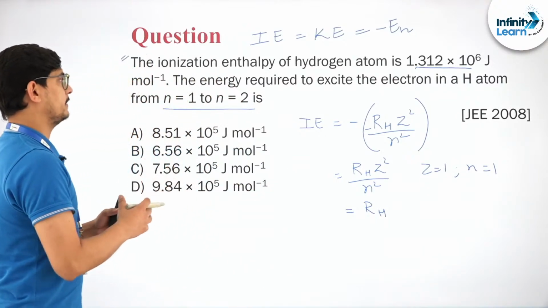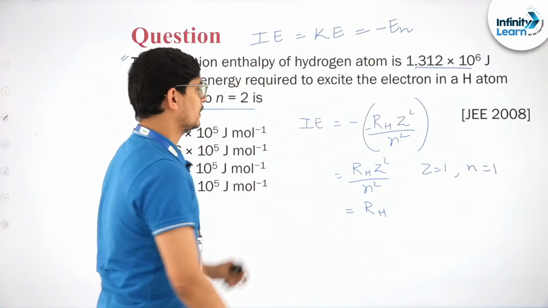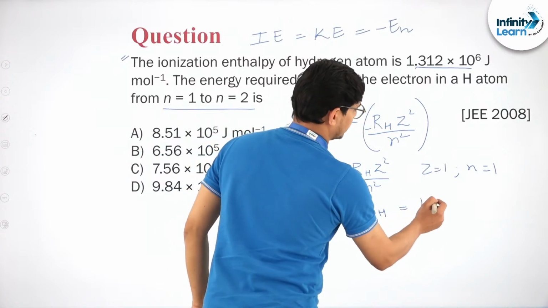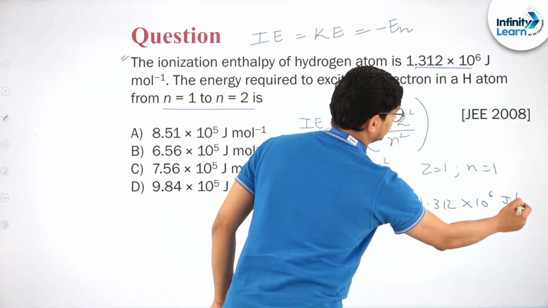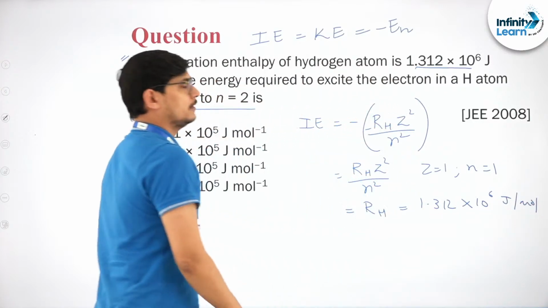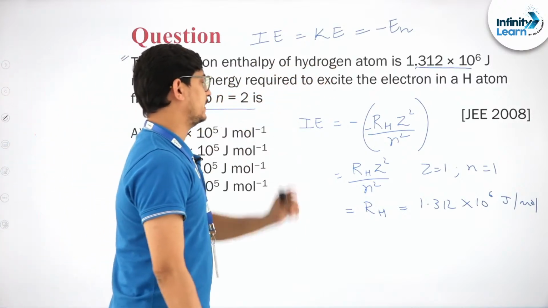So this is the purpose of the examiner. When they give you some values, you are supposed to use them, right? So this value is 1.312 multiplied by 10 to the power 6 joule per mole. So I explained to you comprehensively what is the purpose of this value, okay?